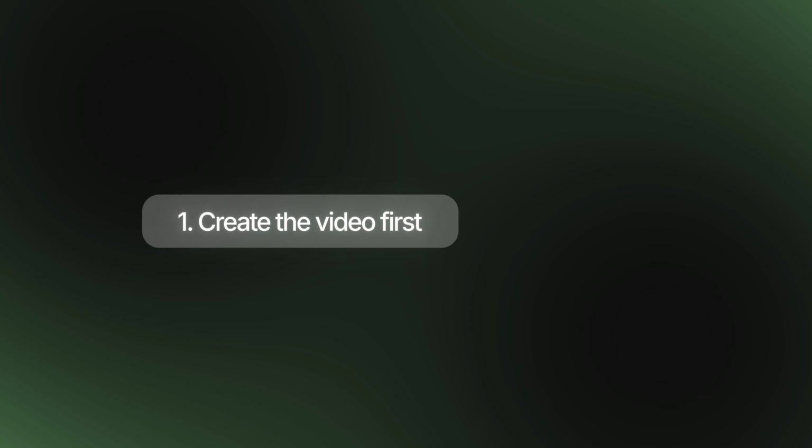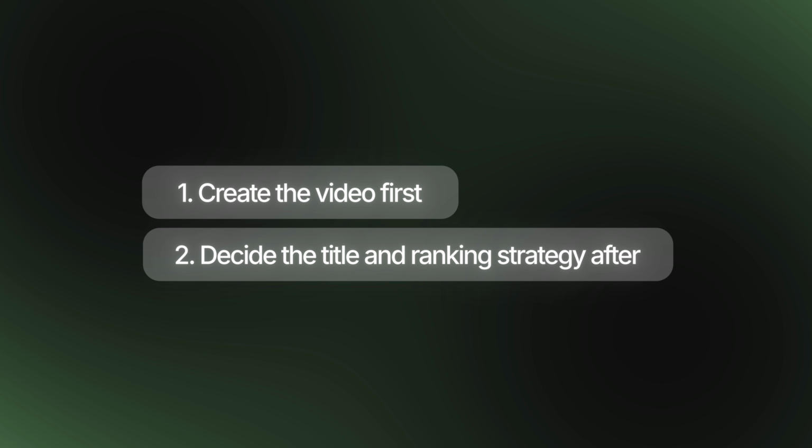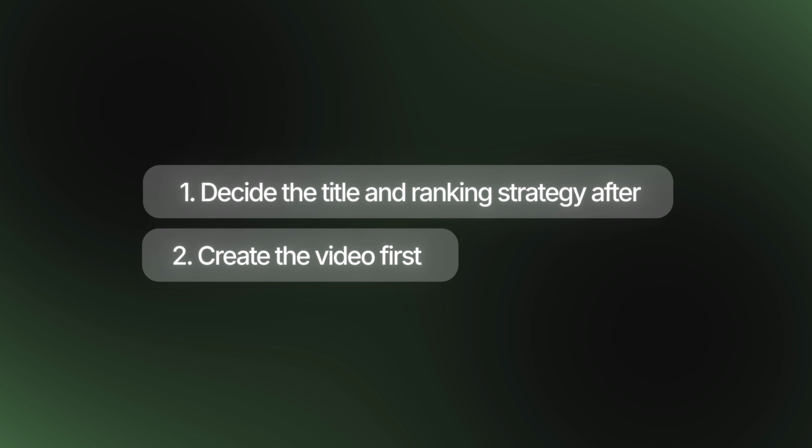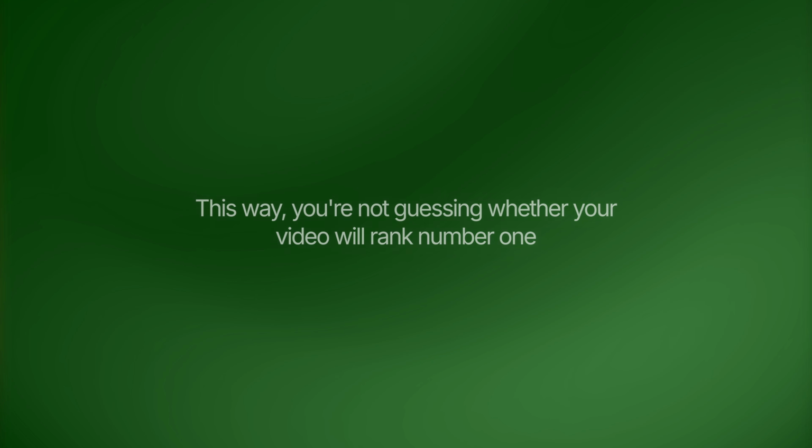Here's what a lot of people get wrong. They think they need to make the video first and then decide on a title and figure out how to rank for it. But it's actually the opposite. You want to first find the keyword you want to rank for and only then make the video. This way, you're not guessing whether your video will rank #1. You already know there's demand before you even start recording.